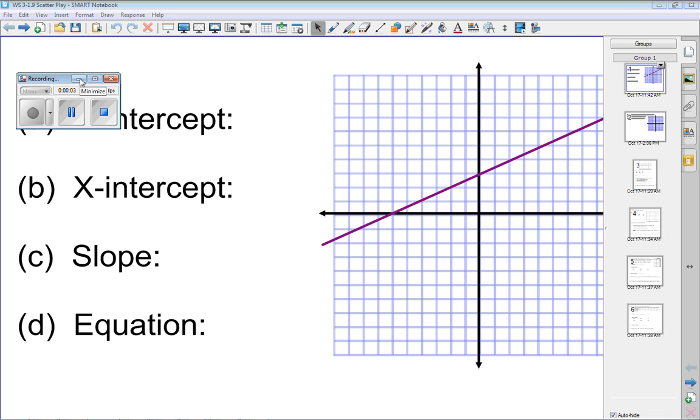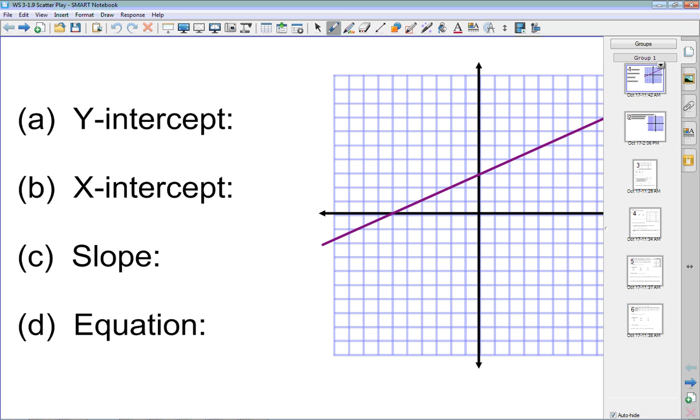This video goes along with 3-1.9. This has to do with finding equations with a scatter plot. First off, let's review what we've done already before.